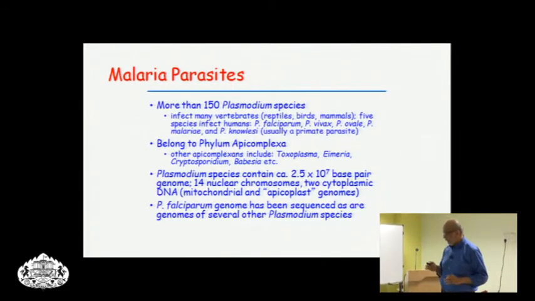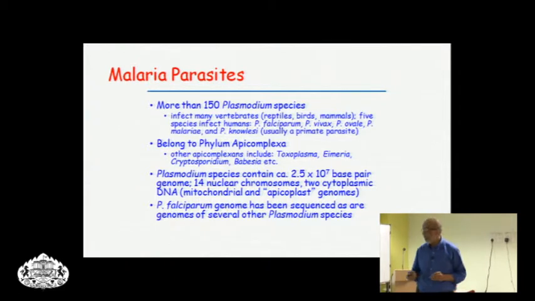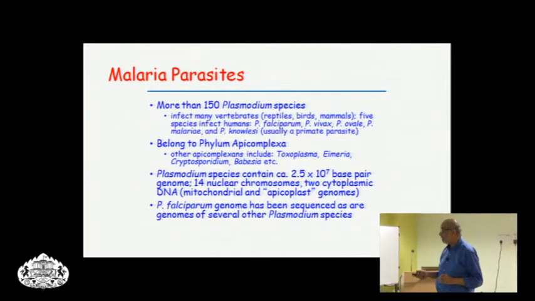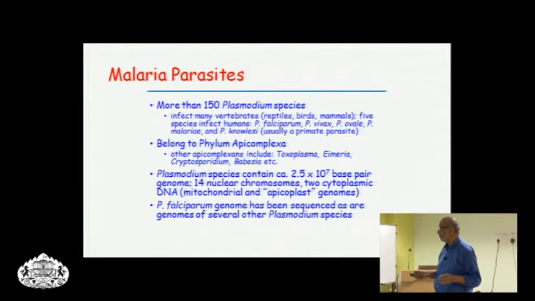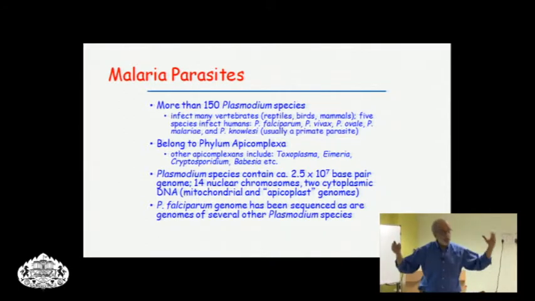Okay. So what are these parasites? Well, there are more than 150 different species of malaria parasites. They infect many different vertebrates. There are only 5 species that infect human beings. There's Plasmodium falciparum and Plasmodium vivax. These are the 2 major parasites that infect humans.